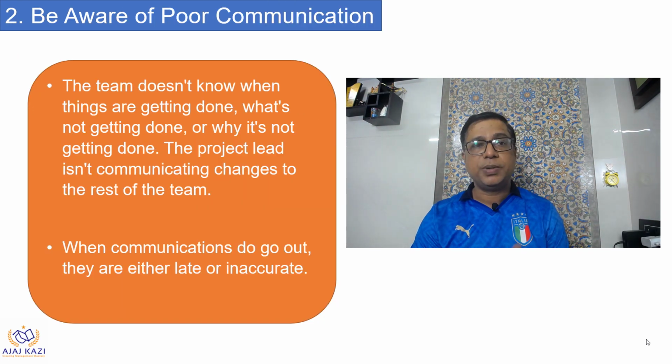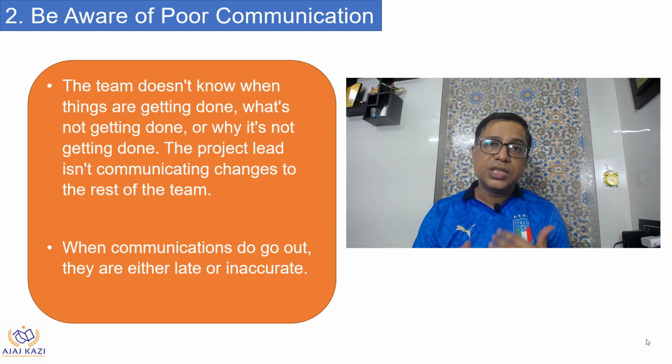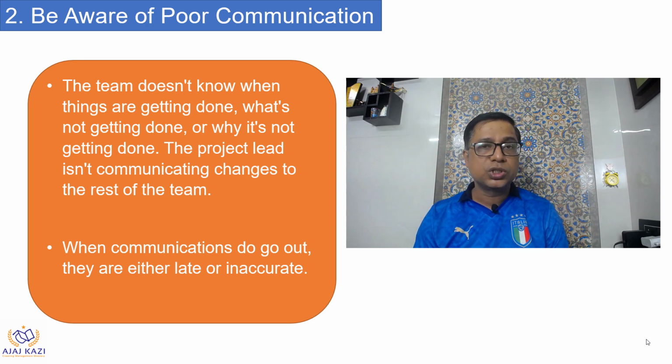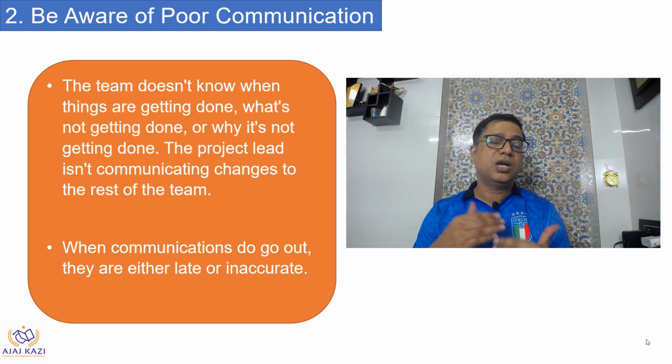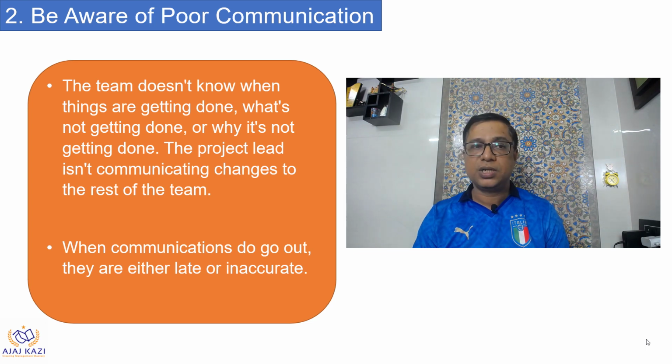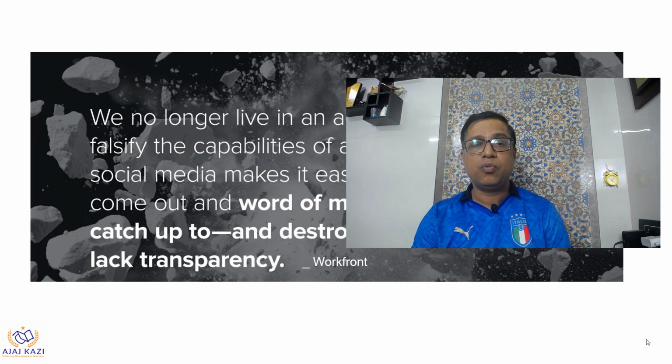The second aspect is be aware of poor communication. The team doesn't know when things are getting done, what's not getting done, or why it is not getting done. The project lead is not communicating changes to his team members, and these are some of the communication loopholes that can actually start having an impact on a project. So the second important signal is be aware of poor communication.